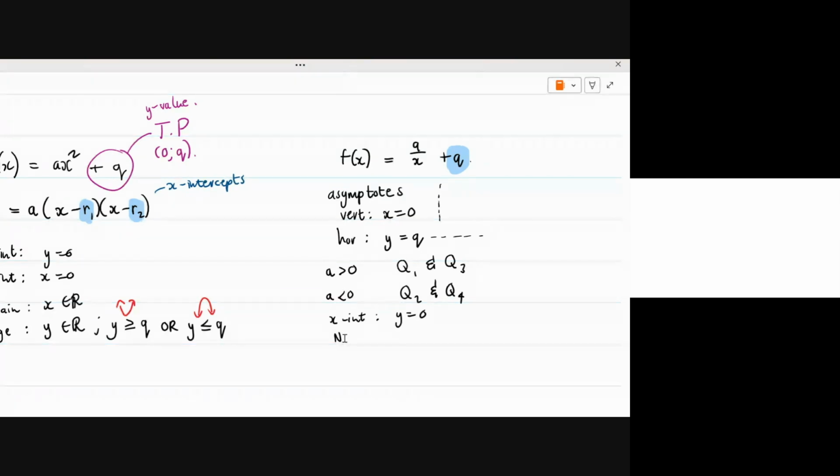There is no y-intercept. And the reason why there's no y-intercept is because in order to find a y-intercept, I would need to make x equal to 0. But I know that because it's an asymptote, x cannot equal 0. My graph is not allowed to touch the point 0. So we do not have an x-intercept.